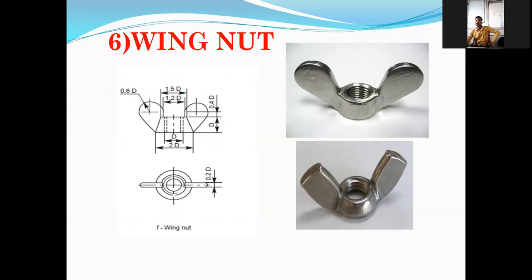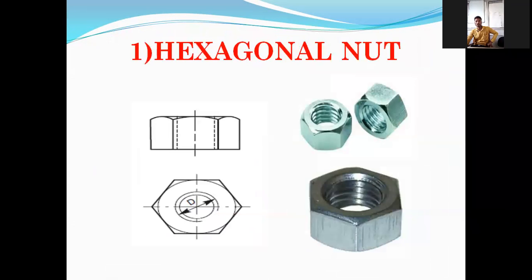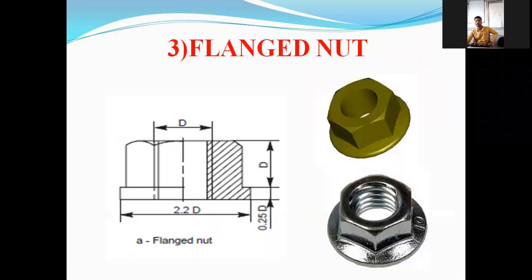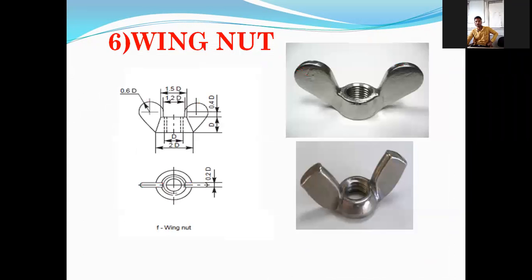So how many types have we seen till now? You can see right from the hexagonal nut, then square nut, hinged nut, dome nut, cap nut, and wing nut. Further types are there, but we have to go further one by one.